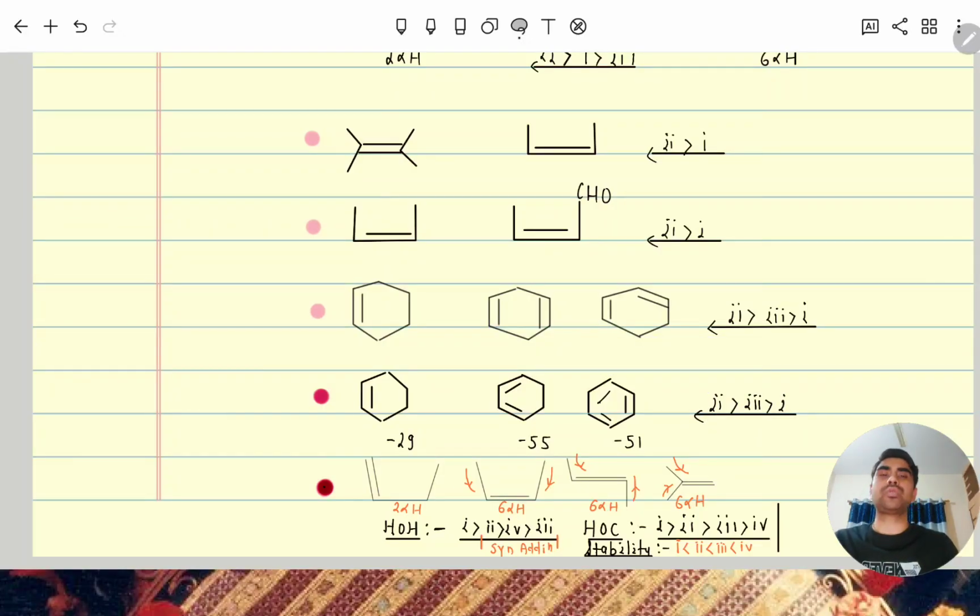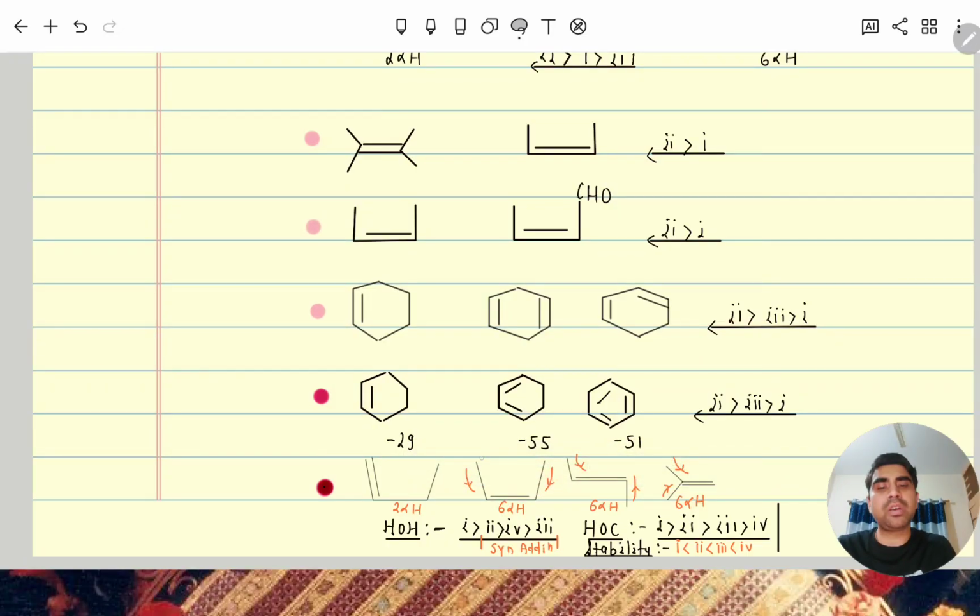Next, coming to the last question, you can see how many alpha hydrogens it has: 2 alpha hydrogens. Everyone has one pi bond, and none is aromatic, all are non-aromatic. So here 2 alpha hydrogens, here 6 alpha hydrogens, here 6, and here also 6 alpha hydrogens. So we can say that this one is the least stable. If it is least stable, then its heat of hydrogenation will be more. So 1 is more. Now coming to 2, 3, 4, these all have 6 alpha hydrogens.